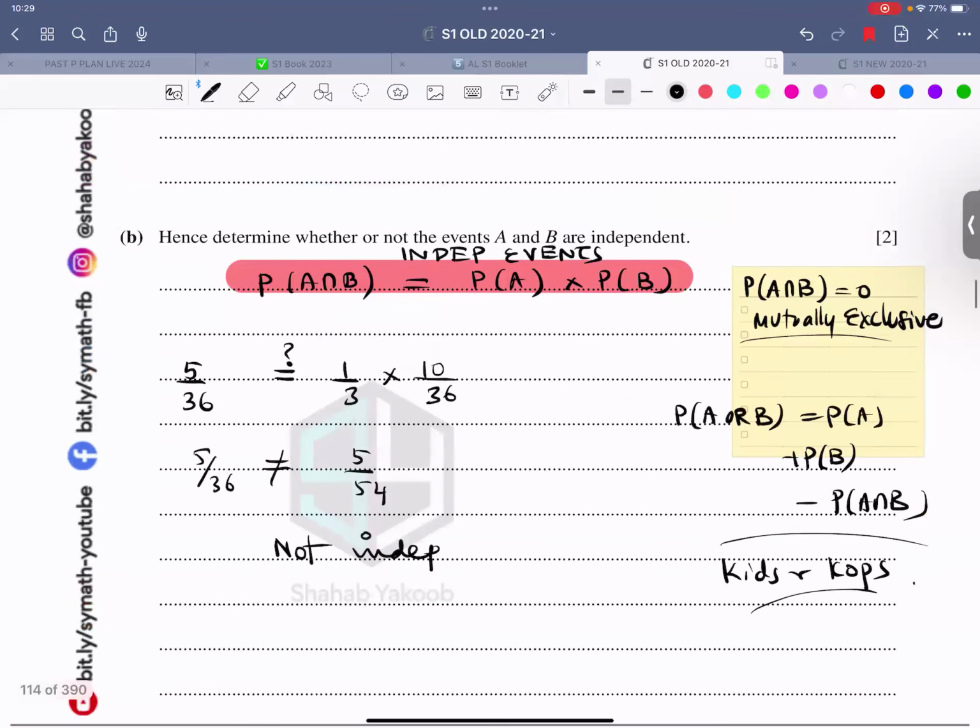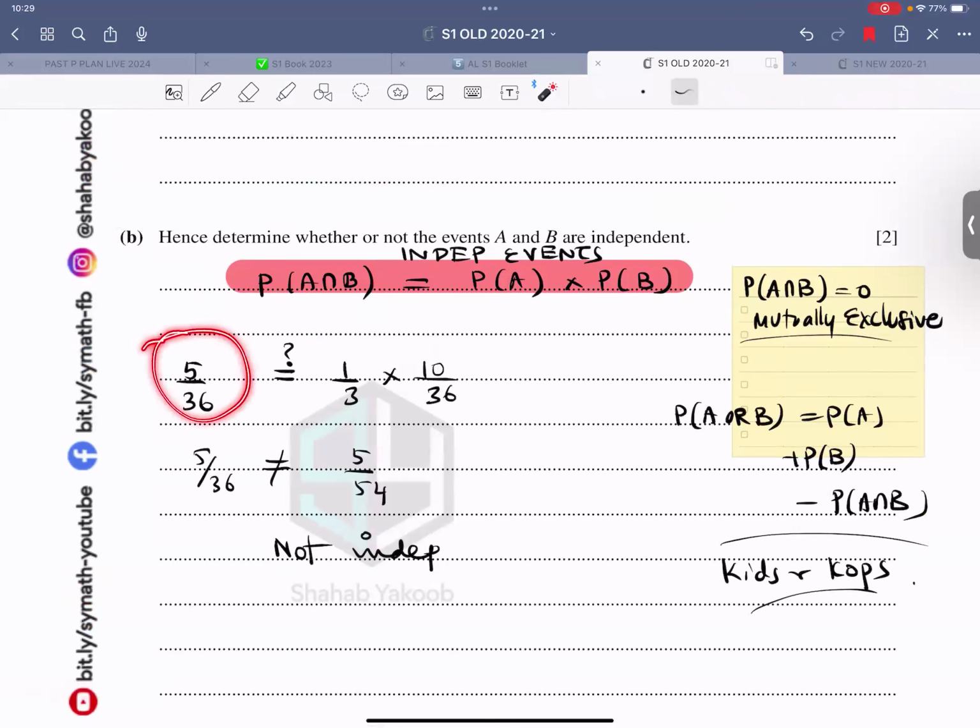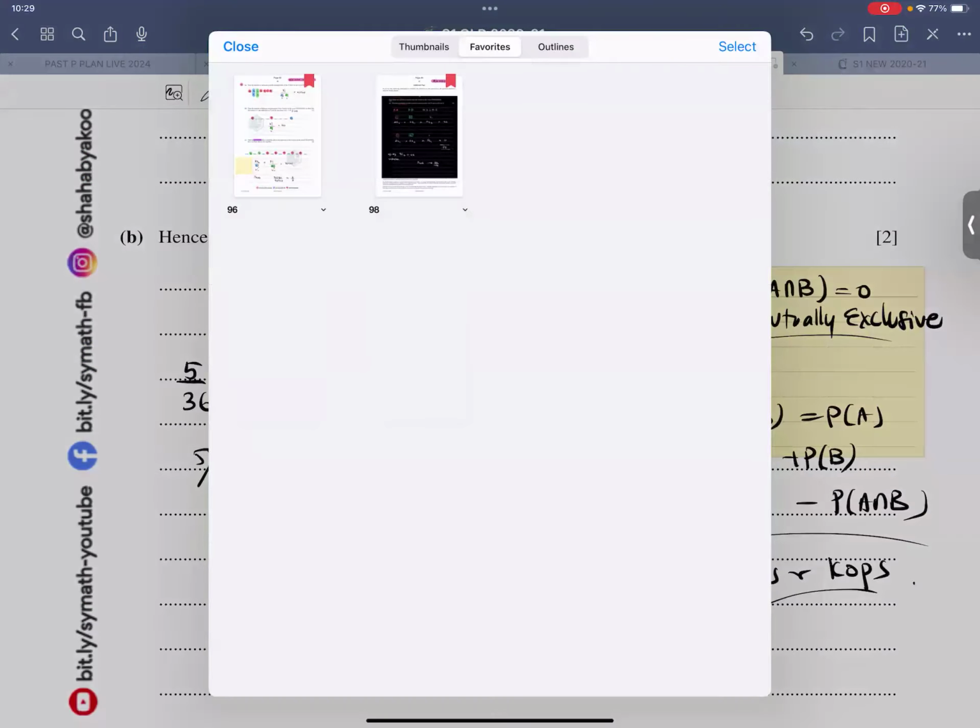So now the working is pretty simple. This is 5 over 36. These are the 2 individual probabilities multiplying together. Since they are not equal, therefore they are not independent. So now this thing is done.